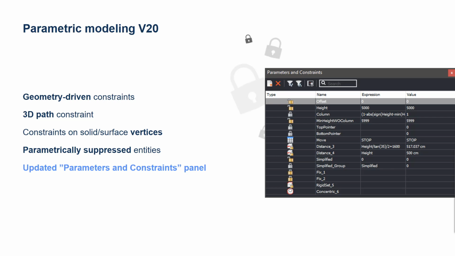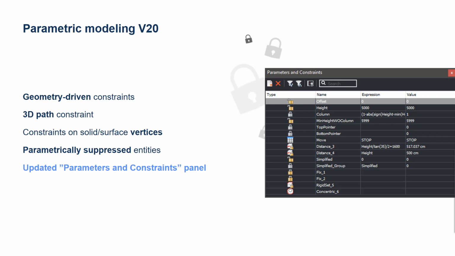We updated the parameters panel, and we call it now Parameters and Constraints, because now it displays also non-parametric constraints, and it's a single source of all constraints in your model. So if you are not a mechanical user, then you can avoid using the mechanical browser and use only this panel to control parametric behavior of your model.